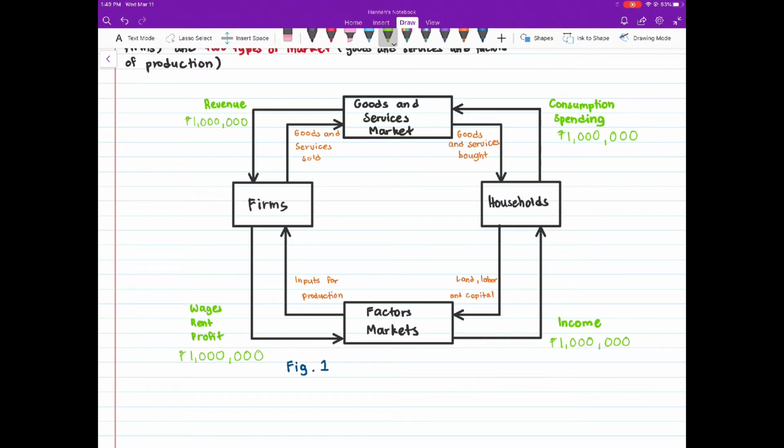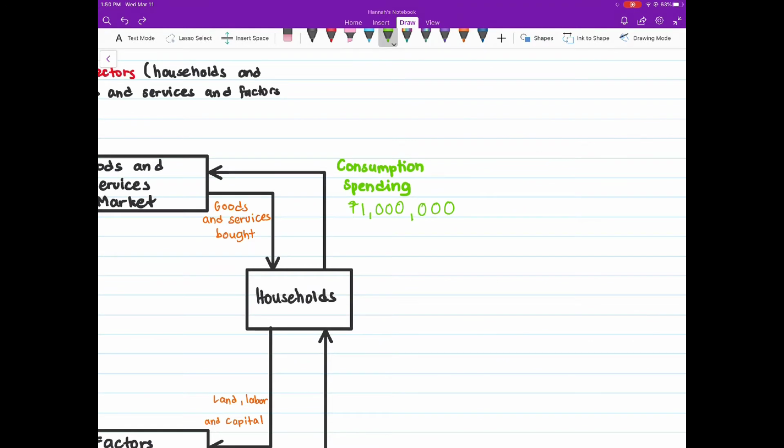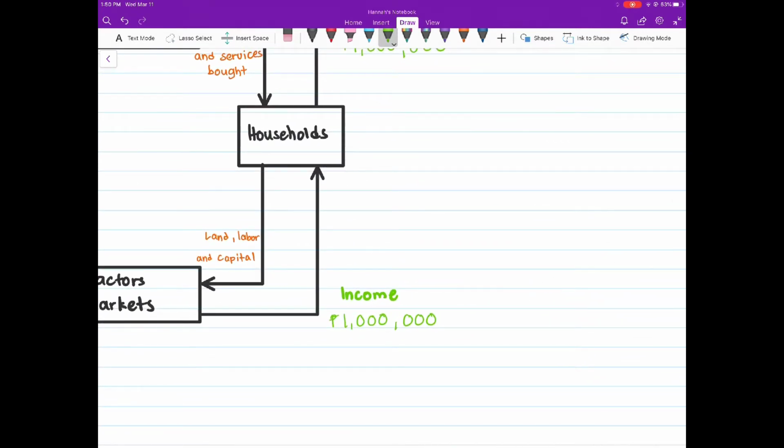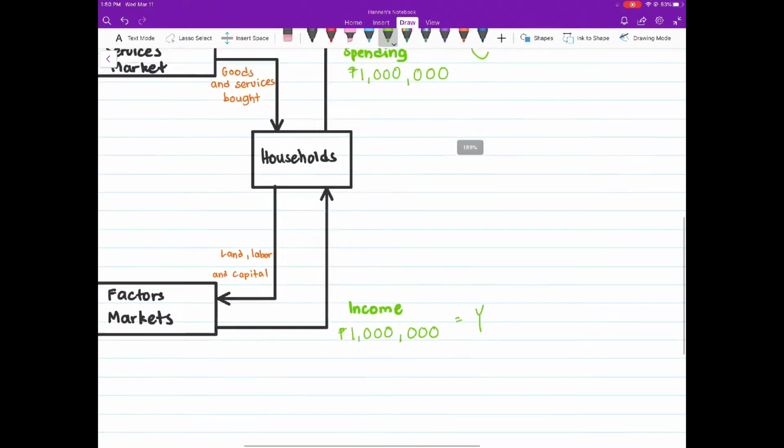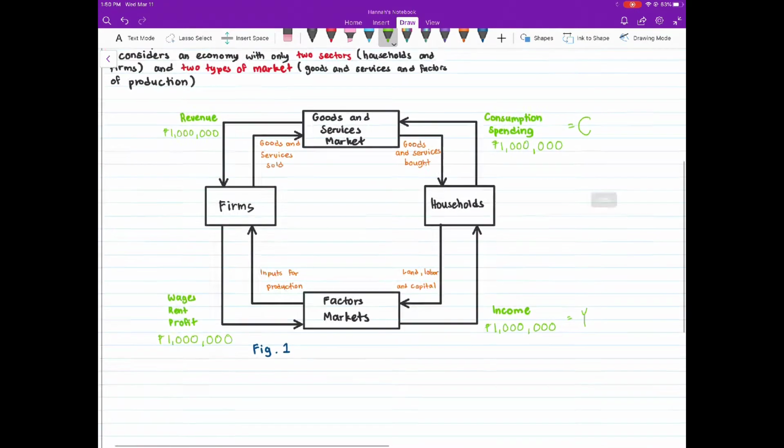The inner flows, which are labeled in orange, these inner arrows, are the flows of goods and services and the flows of factors of production. Then the outer flows, which are in green, are the flows of money. So let's label these. Let's keep using green. Let's make consumption spending into C. Then let's make the income into a Y, just so it's easier.